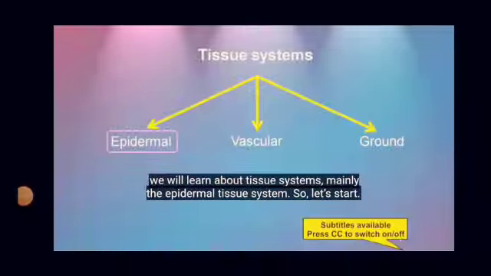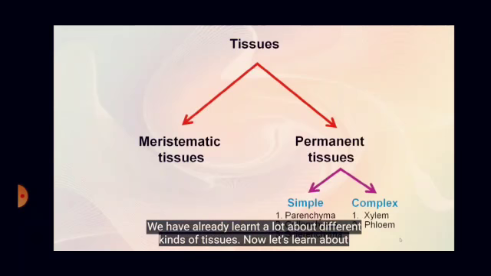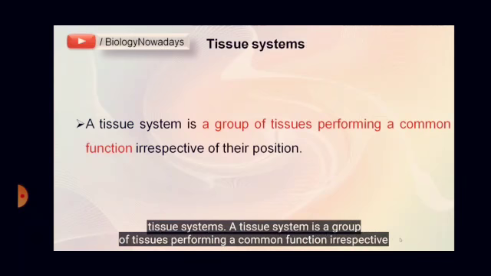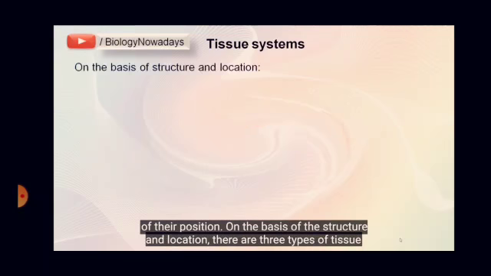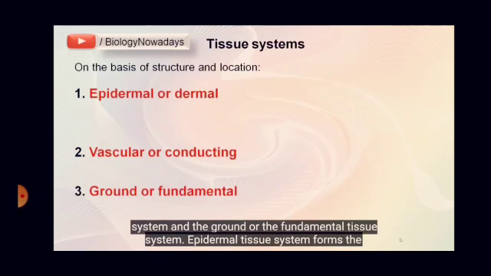So children, we will learn about tissue systems, mainly the epidermal tissue system. So let's start. We have already learned a lot about different kinds of tissues. Now let's learn about tissue systems. A tissue system is a group of tissues performing a common function irrespective of their position. On the basis of their structure and location, there are three types of tissue system. The first one is the epidermal or the dermal tissue system. Second is the vascular or the conducting system, and the third is the ground or the fundamental tissue system.